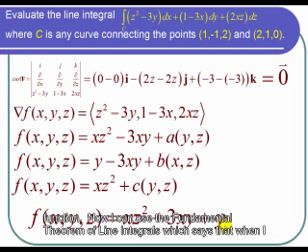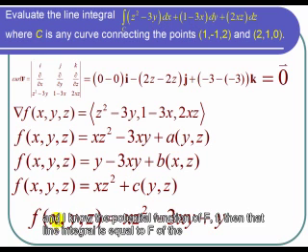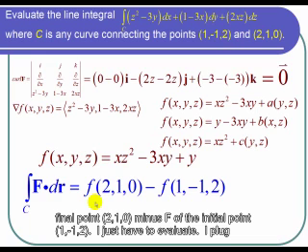So now I can use the fundamental theorem of line integrals, which says that when I have a line integral over a curve of F dot dr, where F is a conservative vector field, and I know the potential function f, little f, then that line integral is equal to f of the final point (2, 1, 0) minus f of the initial point (1, -1, 2). So I just have to evaluate.